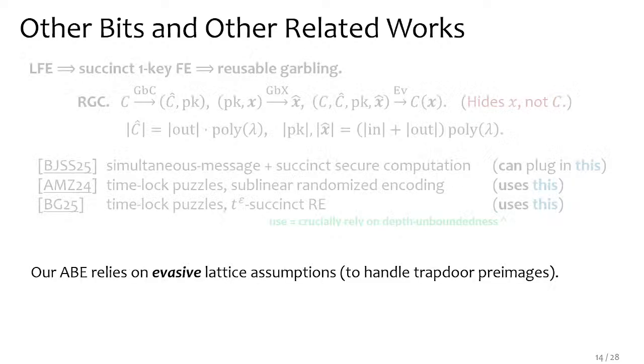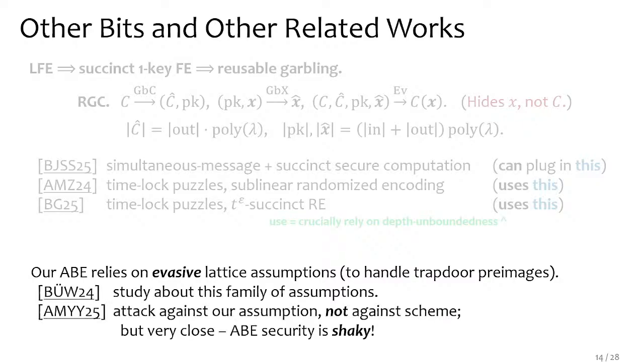Okay, and for the ABE, we rely on evasive lattice assumptions to handle trapdoor preimages. And there are some works studying this family of assumptions, and in particular, the recent work of AM and YY actually has an explicit attack against our assumption, but it's not against our scheme. But I would say it's very close to an attack on our scheme in form. Okay, that's it. So we're entering the technical part of the talk.